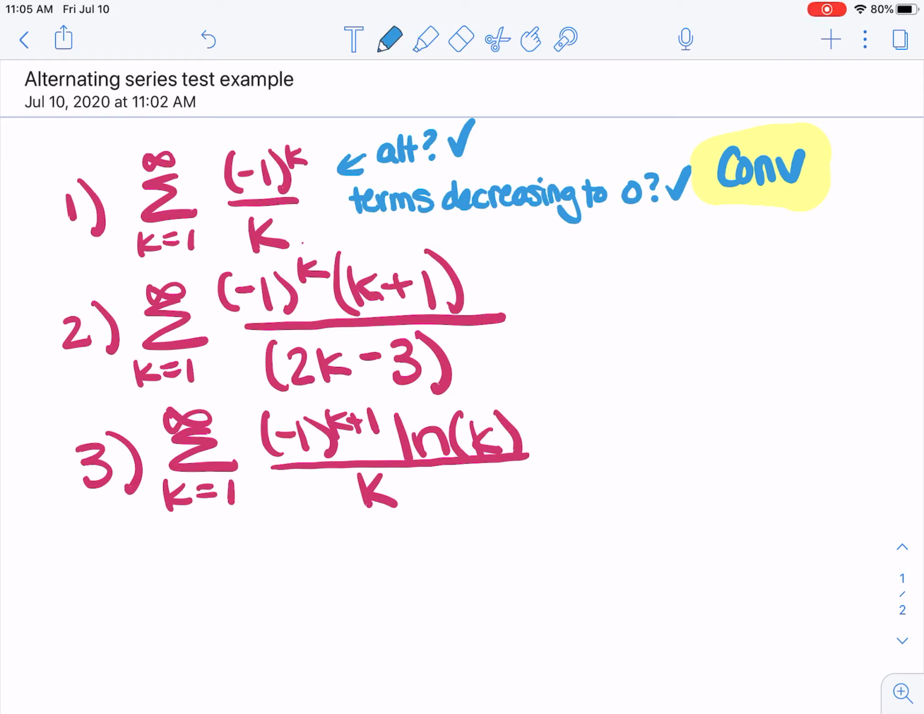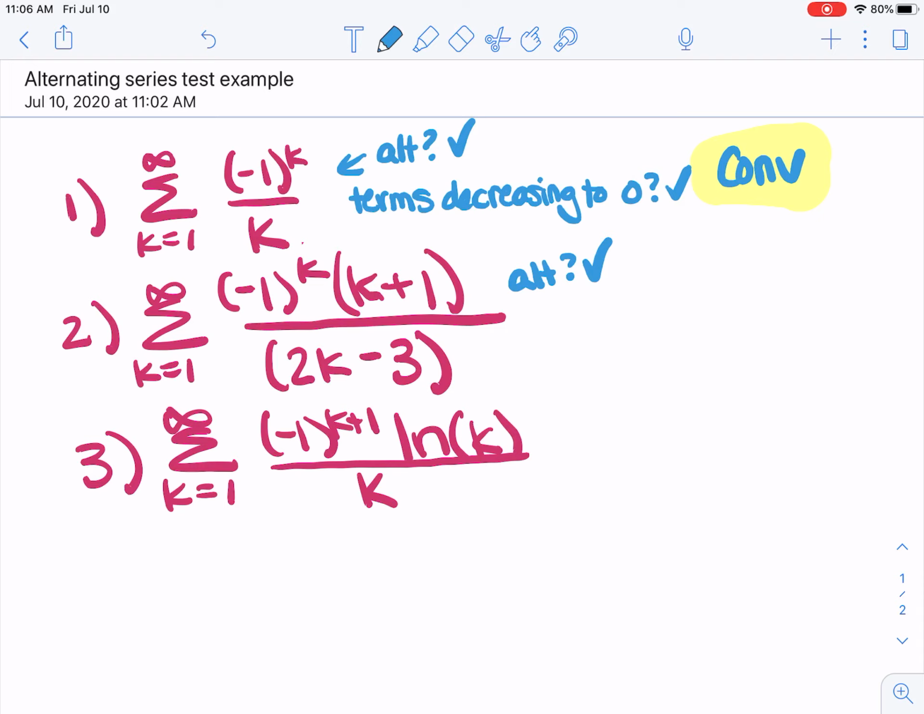Let's look at the second one here. For the second one, this is clearly alternating. Check. We have the -1 to the k again, so it's alternating sign. It might take a few terms to alternate sign because I think when we put in k equals 1, we get a negative in the denominator. But as long as it starts alternating sign, if the first few terms don't, that's fine. It's okay. So this is alternating.